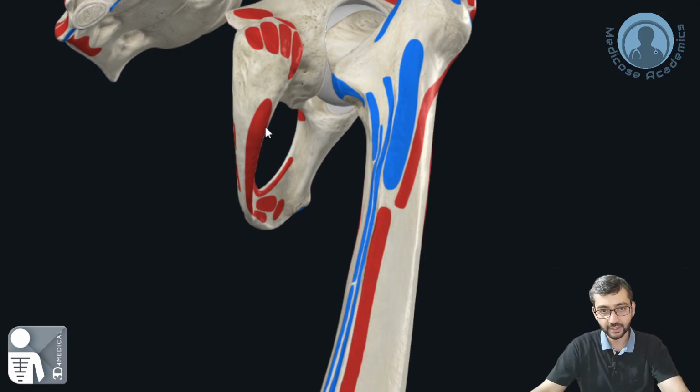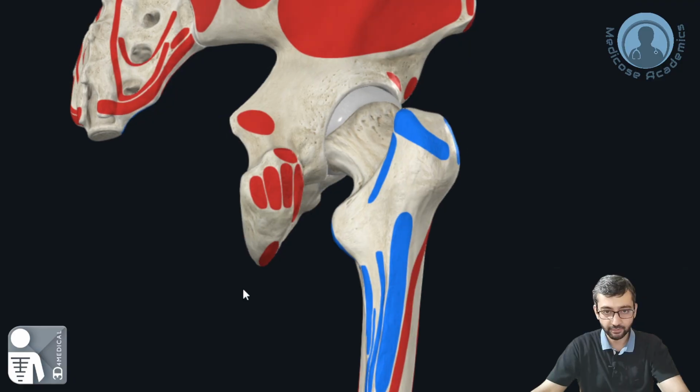On the lateral aspect, there is attachment of adductor magnus muscle. The medial is padded with fat, and this is the part that also helps with the pelvic brim.